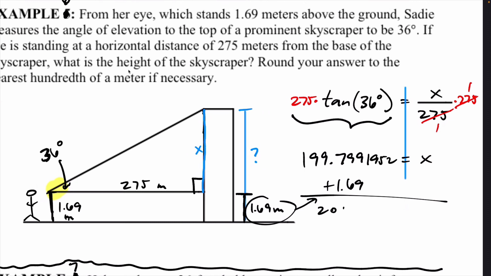So when you add those, we get over 200. 201.489. Yeah, 489.1952. Round that answer now. So now the 8 is in the hundredths. So the 9 says go up, so it would be 0.49. 201.49.